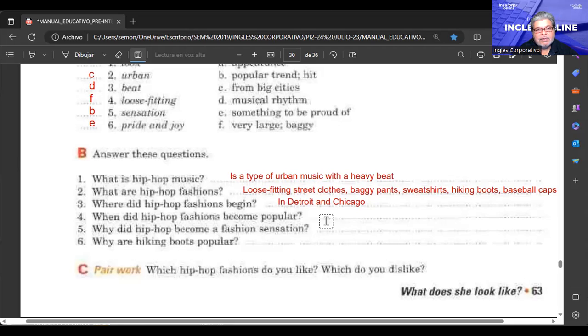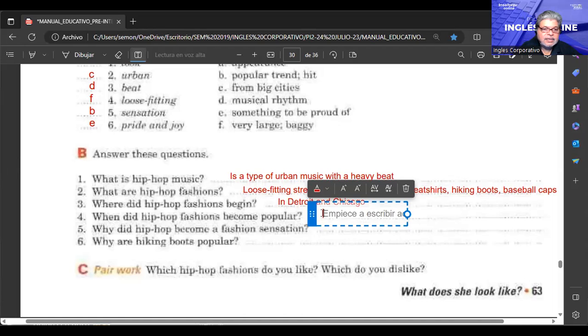Then when did hip hop fashions become popular? Hip hop fashion became popular when they wore baggy street clothes to dance clubs. That is more than 20 years ago.